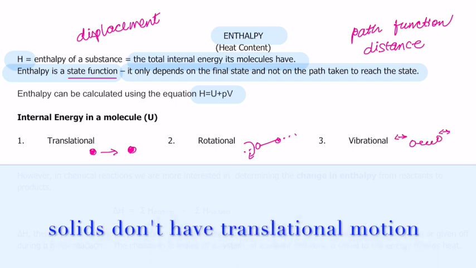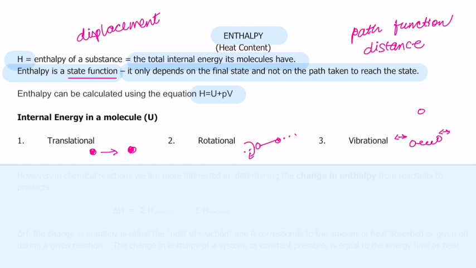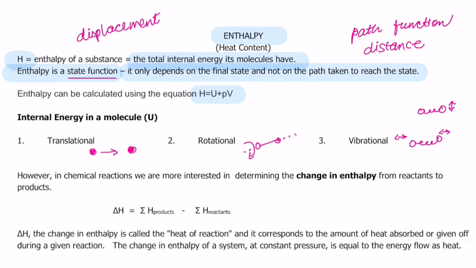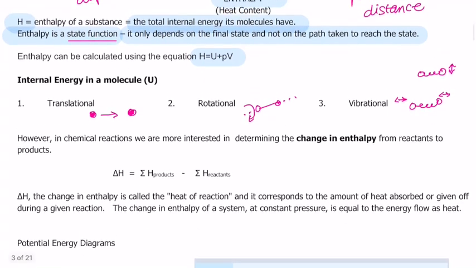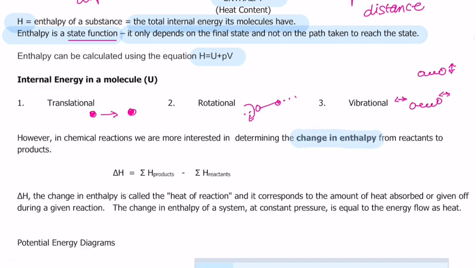Now, right now we are not so concerned about calculating the absolute enthalpy values. What we are more interested in is being able to determine the change in enthalpy of a reaction. So going from reactants to products, what is the difference in enthalpy, which we call delta H. So this is defined as the total of the enthalpy of the products minus the enthalpy of the reactants.